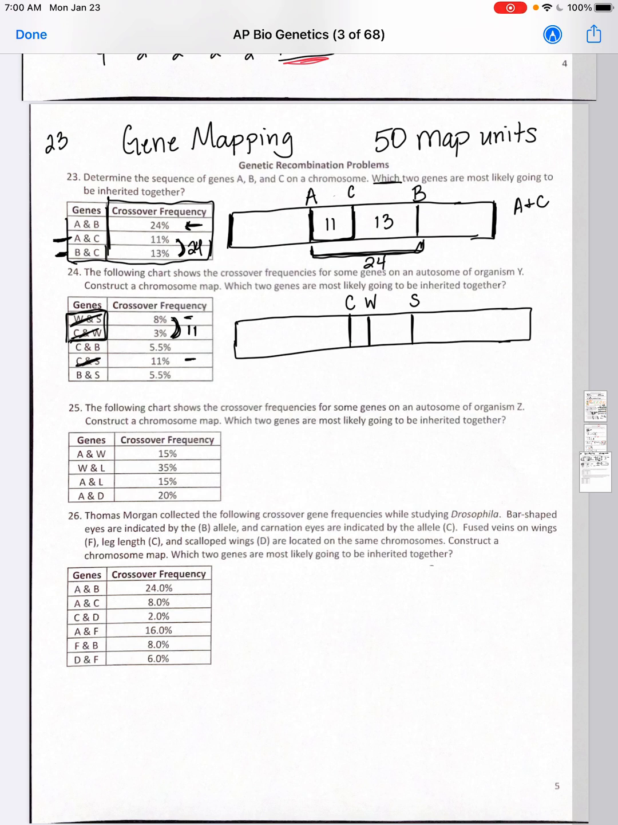Okay, so that takes care of that one, and this one. What we have left is between C and B and S. Again, information about B, right? So this is right here and right here. Now, do you see that this is 5.5 and this is 5.5 right here?